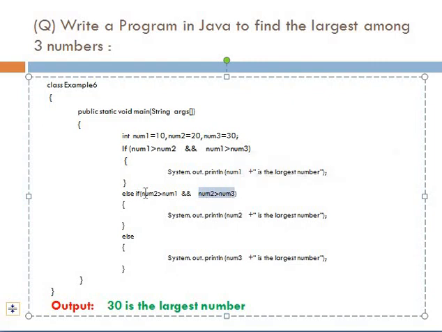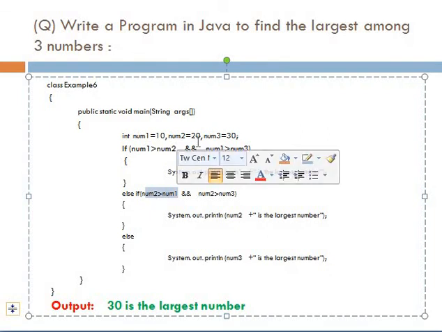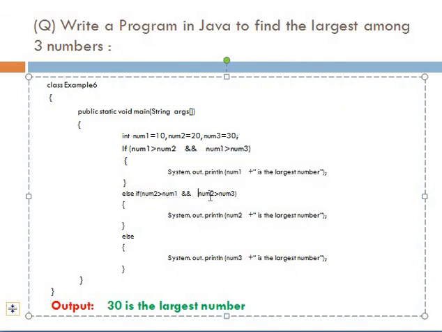Now let's check the first relational expression, which is num2 greater than num1, whether it holds true or not. As we know, the value of num2 is 20 and the value of num1 is 10, so obviously 20 is greater than 10, so this relational expression holds true. And since this relational expression holds true, it is going to check the next relational expression after this AND operation.